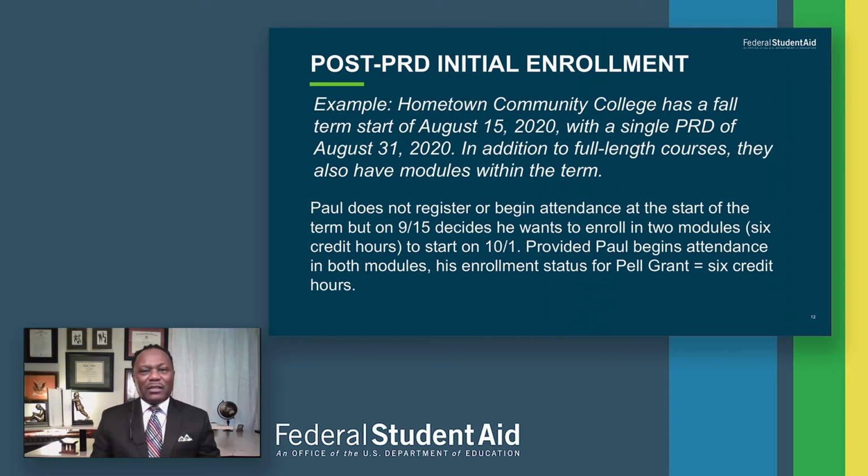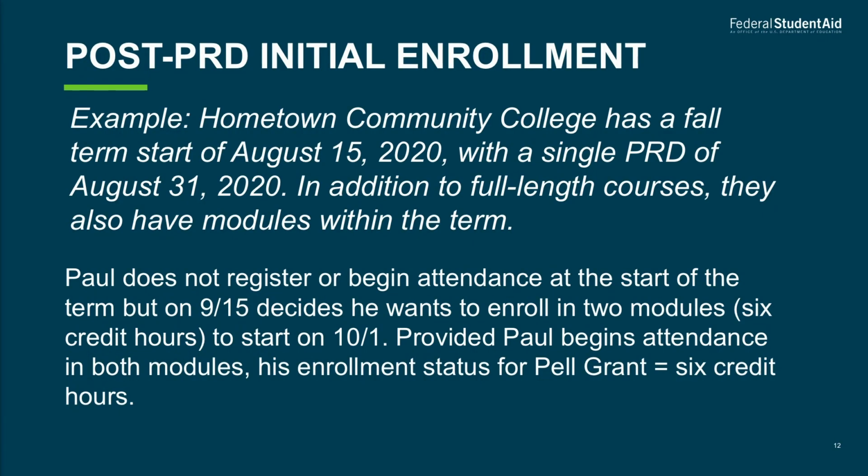Okay, let's stop to take a look at a couple of examples, because that was a mouthful, to deepen our understanding of how this will play out. In this scenario, Hometown Community College has a term beginning August the 15th with a single fixed PRD on August the 31st. It's important to note in this scenario that in addition to full-length courses, there are also shorter courses within the term, referred to as modules.